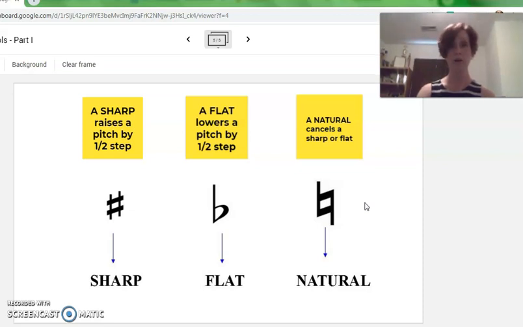And that is it for our lesson on basic music symbols. Good luck.